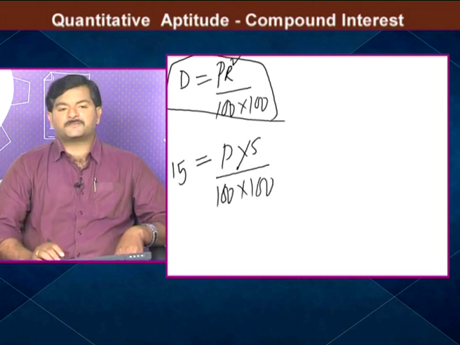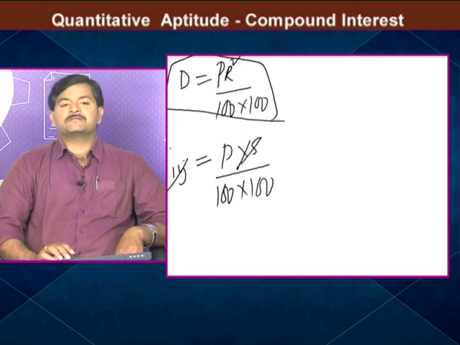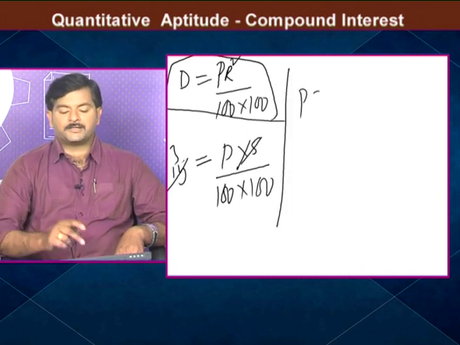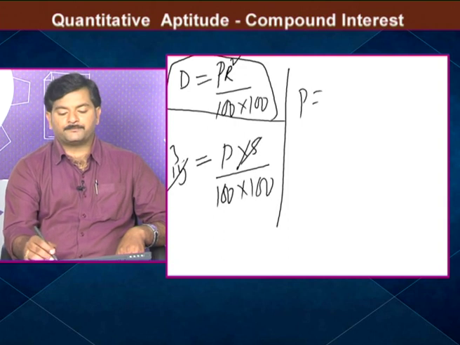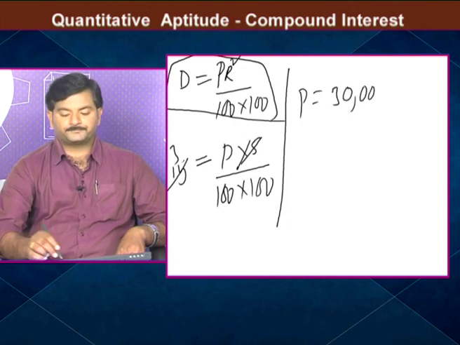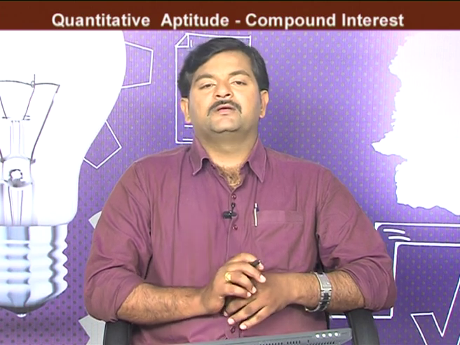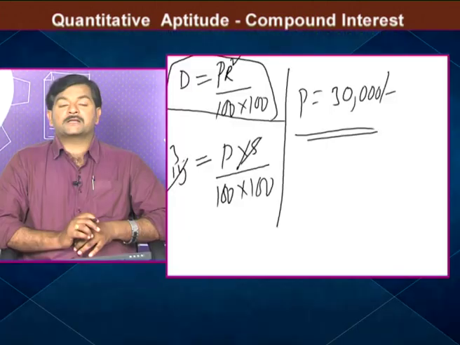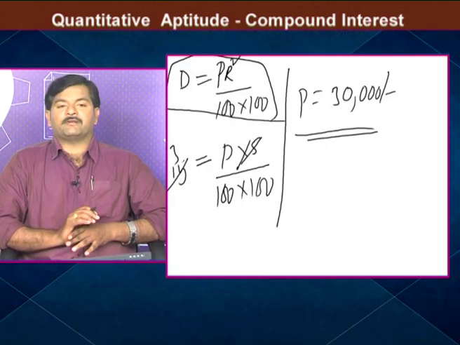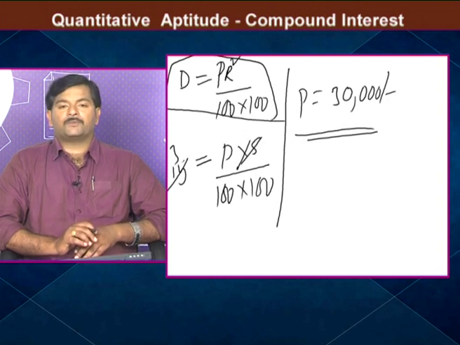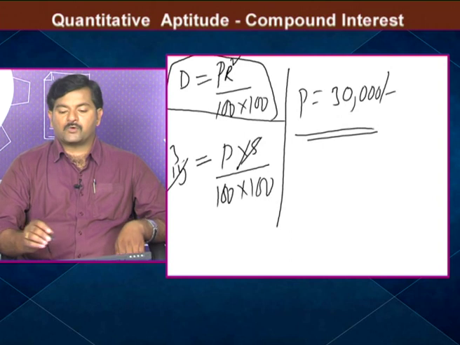Substituting all the corresponding values, 5 ones are 5, 5 threes are 15. So we get 100 into 100, 10,000, 10,000 into 3. What is the principal amount? 30,000. I hope you understood. This is the exclusive formula for only 2 years: D is equal to PR square by 100 into 100. The difference is given as 15, the P value we have to find, the rate of interest is 5, and substituting all the values, I get the P value. I hope you understood this question. Then we will move on to the next question.